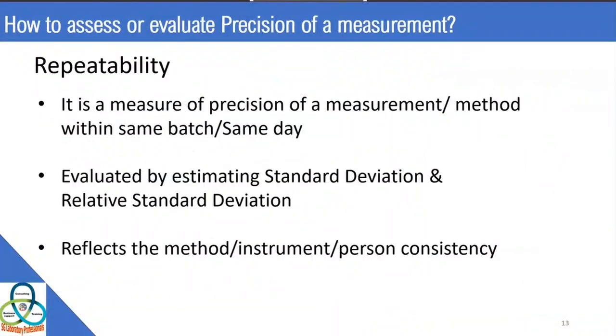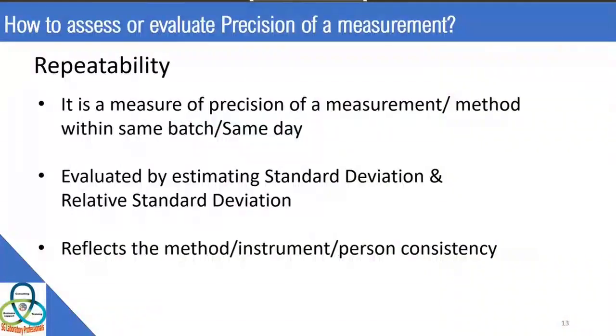So the precision is generally of two types. That means one is the repeatability, another one is reproducibility. The repeatability is nothing but calculating the standard deviation or the relative standard deviation, but based on the set of data that is produced within the same batch, on the same day, by the same person, on the same instrument. That means it has fewer variables.